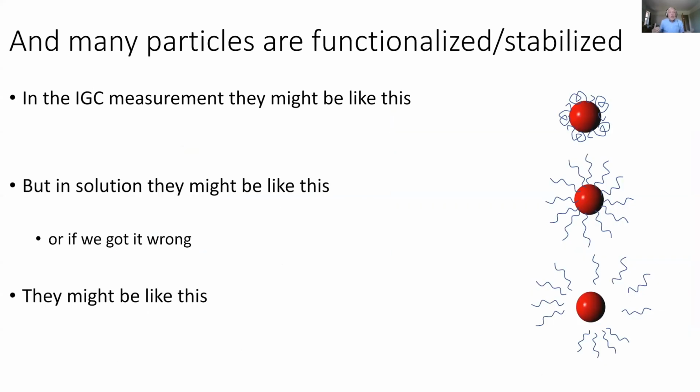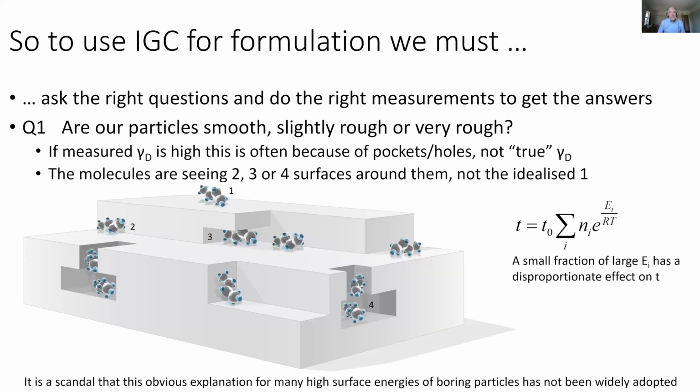And then many of our particles are functionalized or have stabilizers on them. In the dry monomolecular world of IGC, they might be like these polymers around here, all closed in on themselves, all frightened of the space outside. In solution, they might be like this. So any measurement we make like that might be totally irrelevant to what happens in solution. Or they might actually fall off in solution, and we would never know from IGC that that's what's going on. So we need to be much smarter about how we use IGC to get formulation insights.